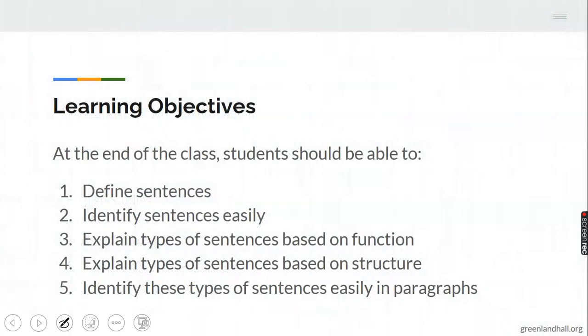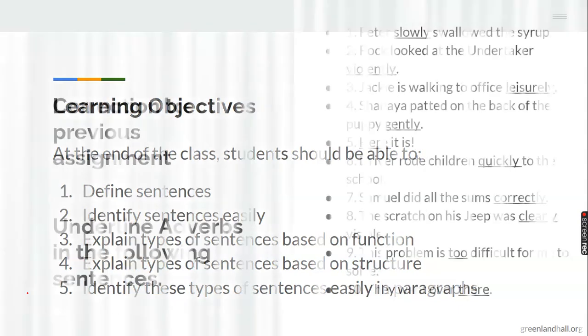Number one, at the end of the class, you should be able to define sentences. You should be able to state what a sentence is. Number two, you should be able to identify sentences easily. You should be able to note easily that this group of words is a sentence, this is not a sentence. Number three, you should be able to explain types of sentences based on functions. Number four, explain types of sentences based on structure. And lastly, you should be able to identify these types of sentences easily in paragraphs. You have to note them easily in paragraphs.